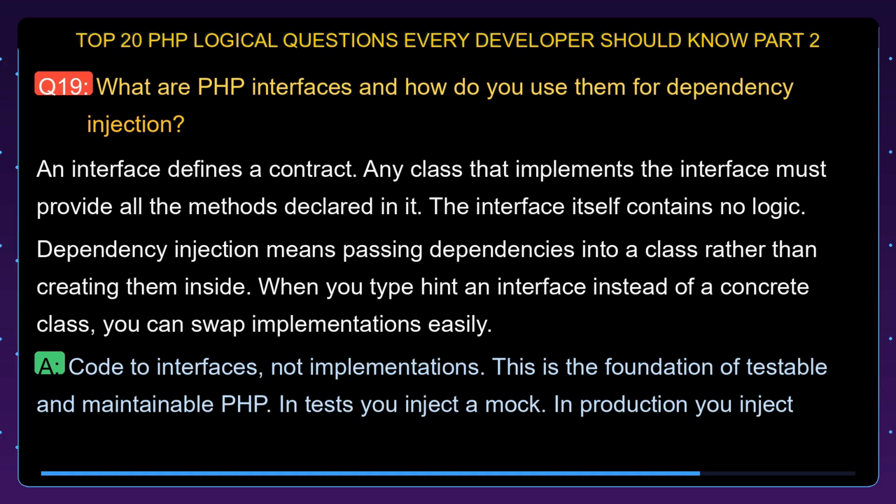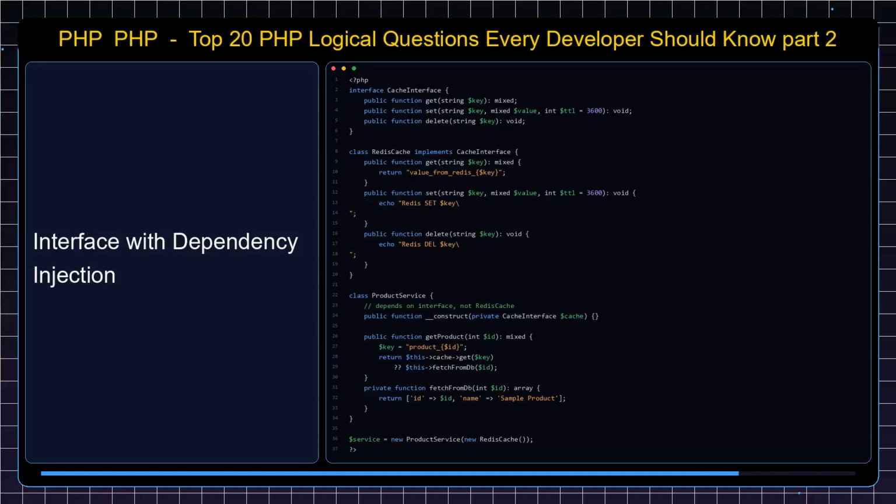Code to interfaces, not implementations. This is the foundation of testable and maintainable PHP. In tests you inject a mock. In production you inject the real class. The service never knows the difference. Interface with dependency injection.